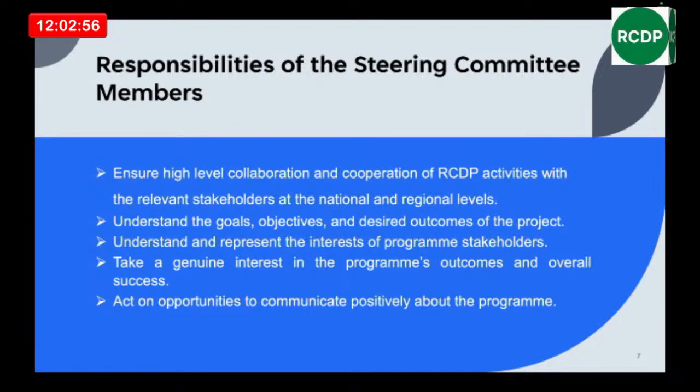And these are again typical responsibilities for members of any steering committee leading the management of a project. We're looking at ensuring high-level collaboration and cooperation with the relevant stakeholders at national and regional levels, understanding goals, objectives, and the desired outcomes of the project, and understanding and representing the interests of the program stakeholders, as well as taking a genuine interest in the program's outcomes and overall success.